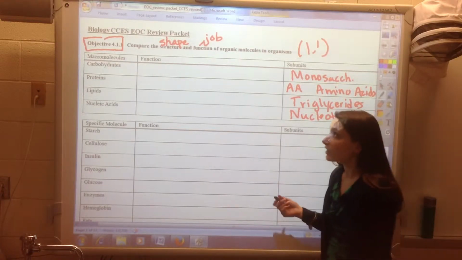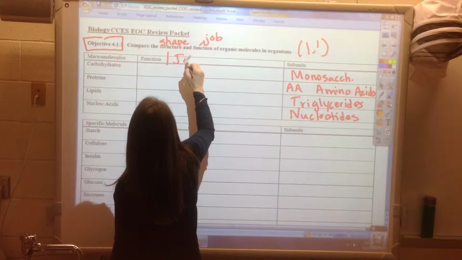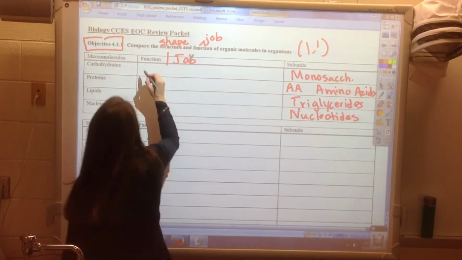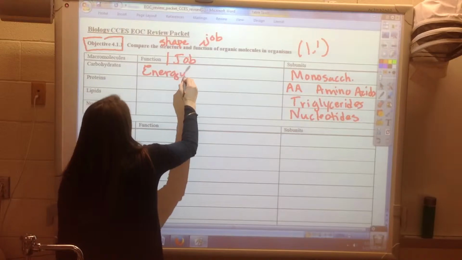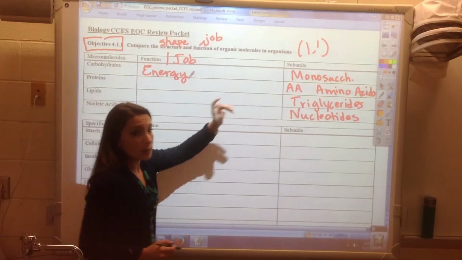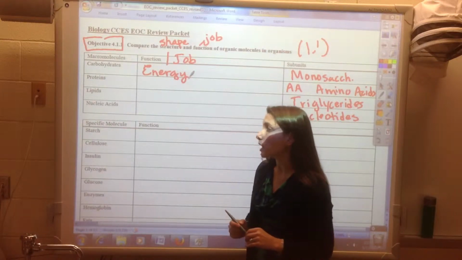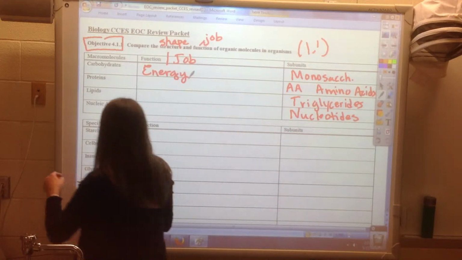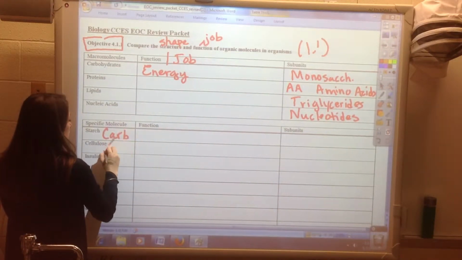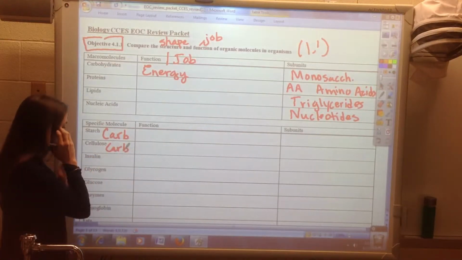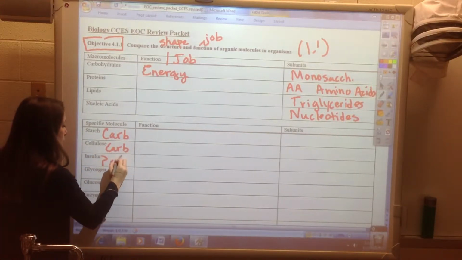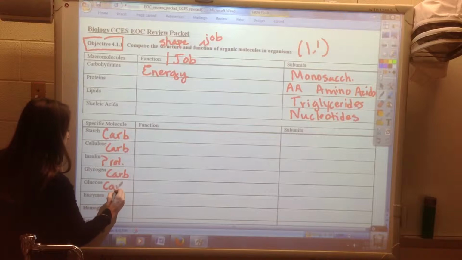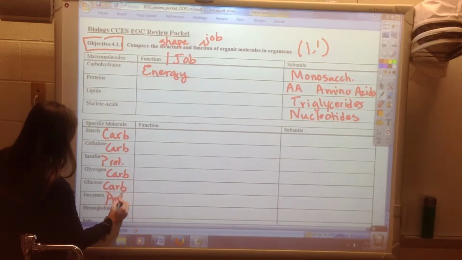And so as you go back, you want to look at what is their job. For example, carbohydrates' main job is to be a source of energy. But you'll find all of these jobs in your notes for section 1.1. The next section looks at specific examples. I do want you to write carb here. Starch and cellulose are both carbs. Insulin is going to be a protein. Glycogen is going to be a carb. Glucose is a carb. Enzymes are a protein, and hemoglobin is a protein.